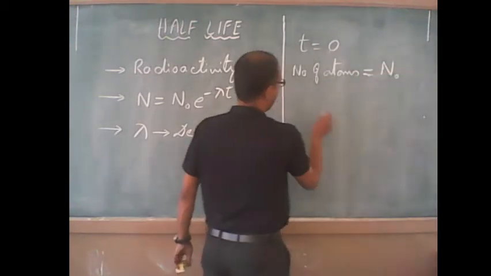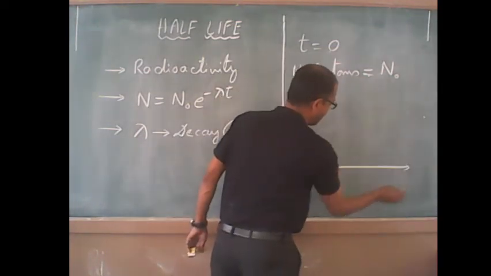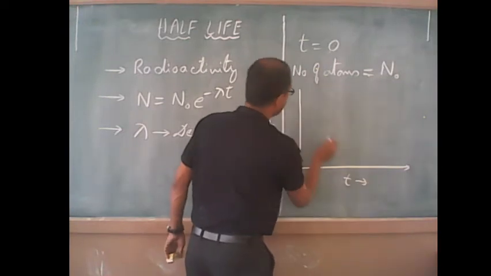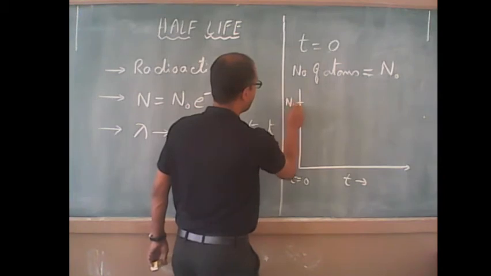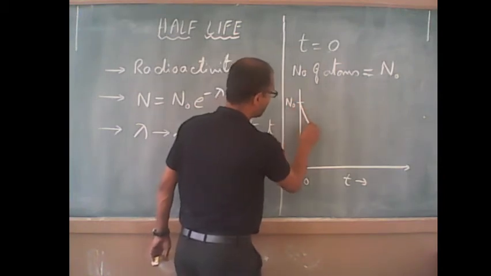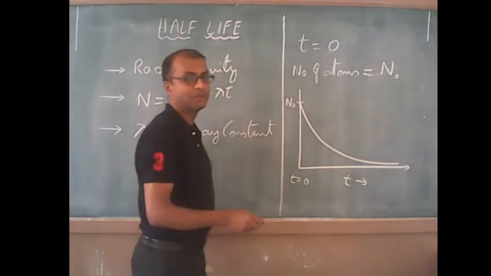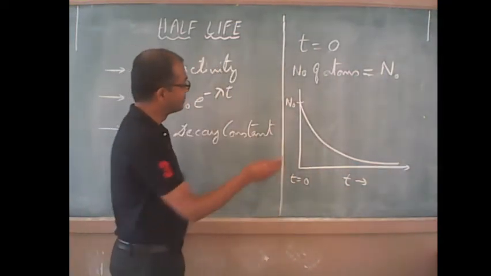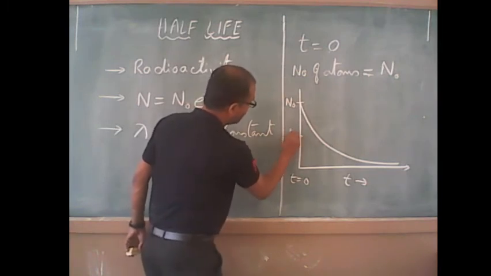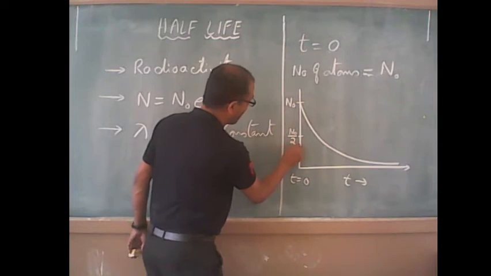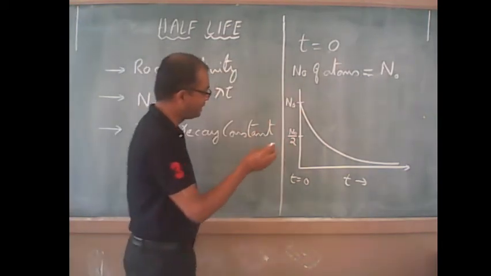With time, the number of atoms will keep on decreasing exponentially. So this is time along this axis. Initially, this is time t is equal to 0. We start with N naught. With time, the number of atoms will keep on reducing, and it takes infinite time to go to 0. We talked about it in the last class. So this is N naught, and let us say this is N naught by 2, the number of atoms reducing to half of what was there initially at time t is equal to 0.